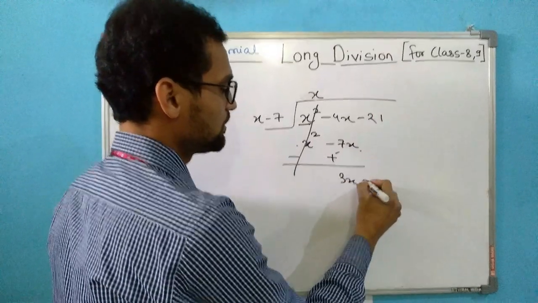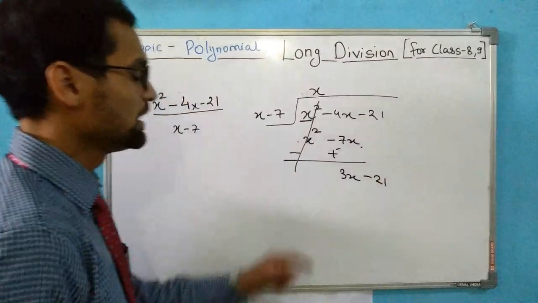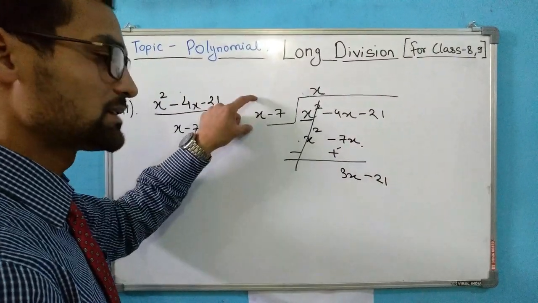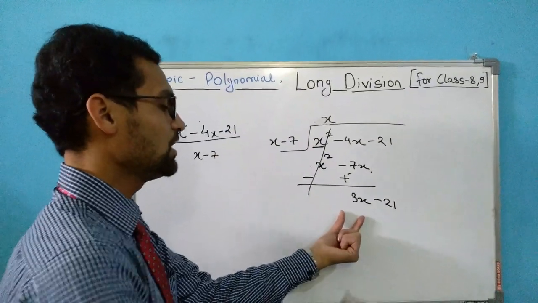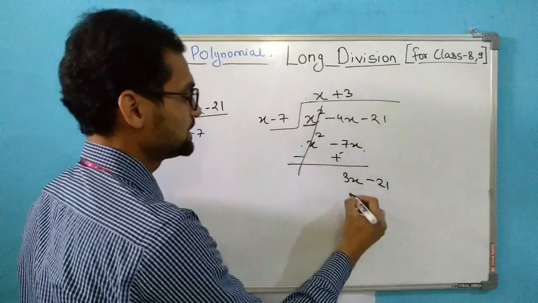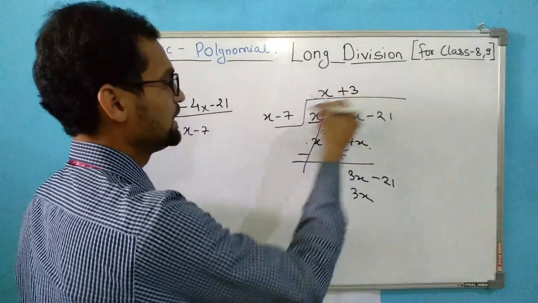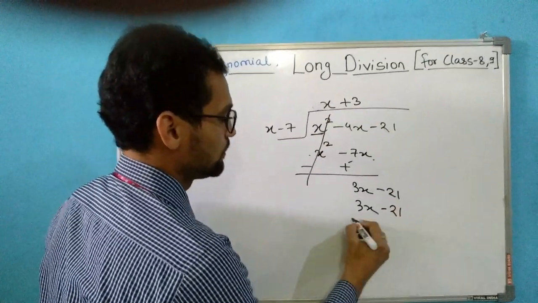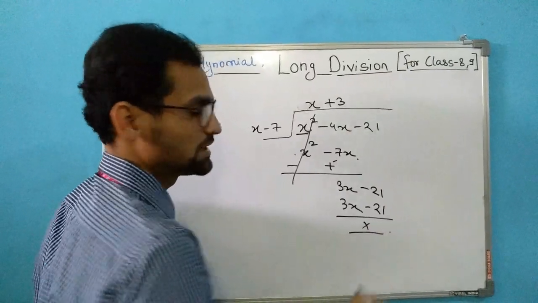Now this term will come minus 21. Now here is 3x and here is x only. तो हम किससे मल्टीप्लाई करेंगे, obviously plus 3 से. So we take plus 3. Plus 3 into x is 3x. 3 into minus 7 is minus 21. This will cancel out. That means there is no remainder.